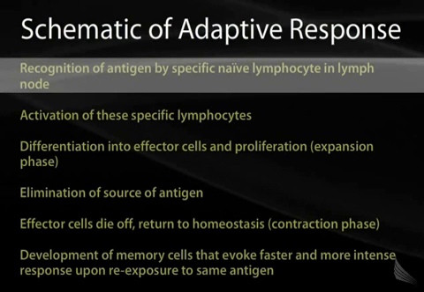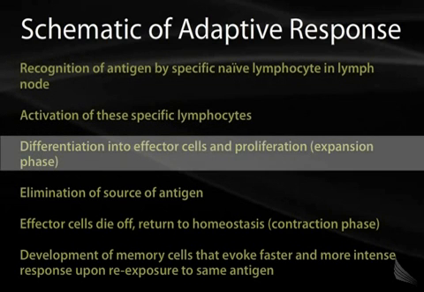So kind of an overview of the entire adaptive response goes something like this. The antigen is recognized by a specific naive lymphocyte in the lymph node, either recognized entirely by a B cell, which can recognize it without any help, or recognized through that MHC process with the antigen-presenting cells if it's a T cell. These cells will then differentiate into effector cells, and they will proliferate in what we call the expansion phase. The immune system is all about expanding and getting as many cells out as you can, especially in this phase, specific cells.